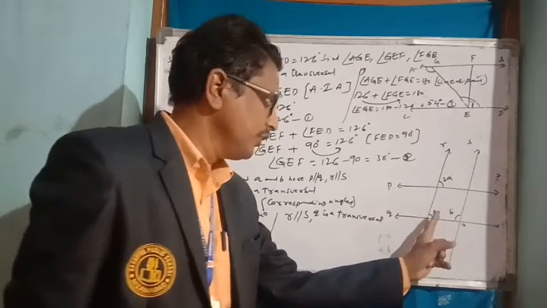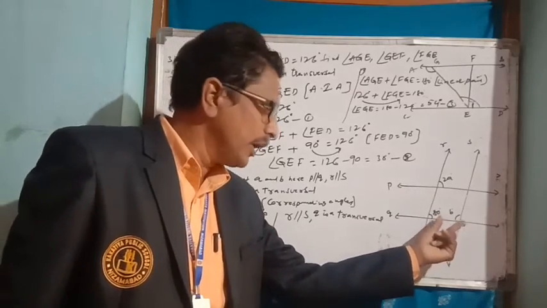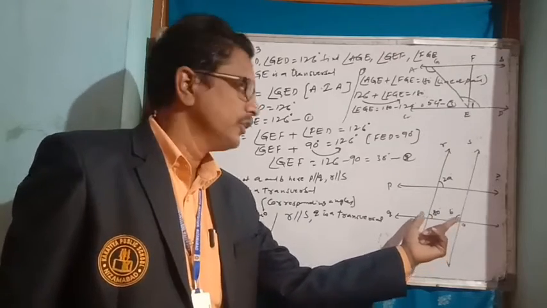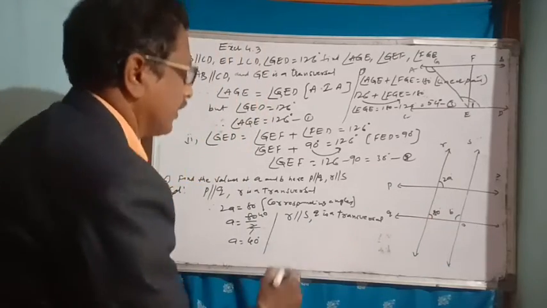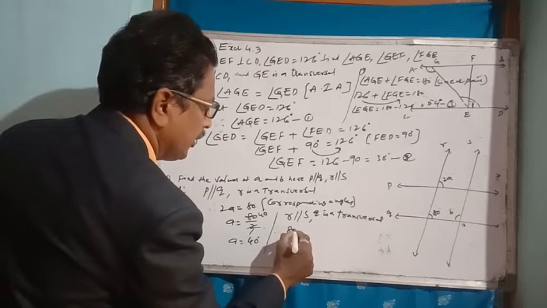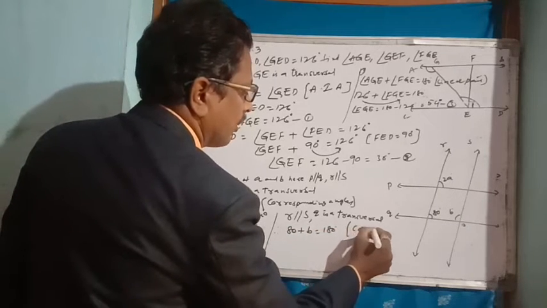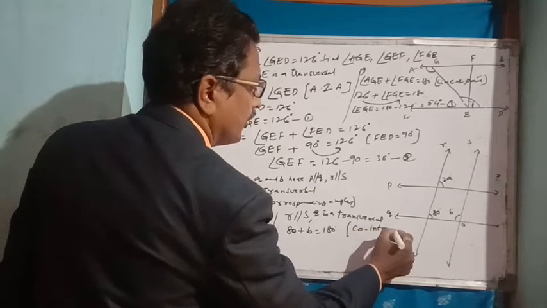Here, see here, A and B. These two angles are on the same side of the transversal. Interior angles on the same side of the transversal. Therefore, 80 plus B is equal to 180. Why? Those two are called co-interior angles.